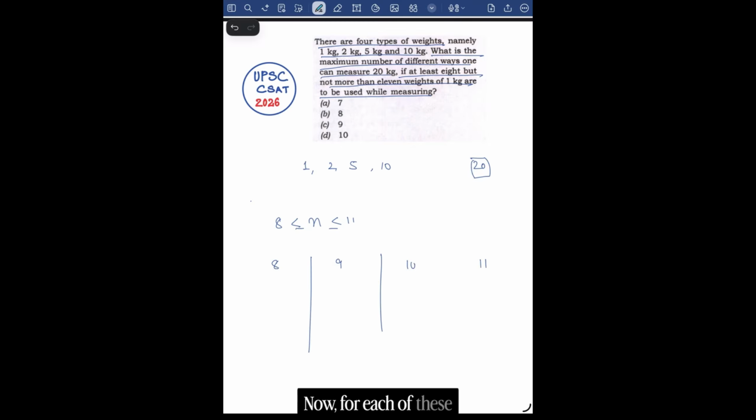Now for each of these cases, we'll find the number of weights. So when the number of 1 kg weight is 8, the remaining weight is 12. So we can have 6 2 kg weights. So 6 into 2 gives us 12. We can also have 1 2 kg weight and 2 5 kg weight. So 2 plus 5 plus 5. We can also have 1 2 kg weight and 1 10 kg weight.